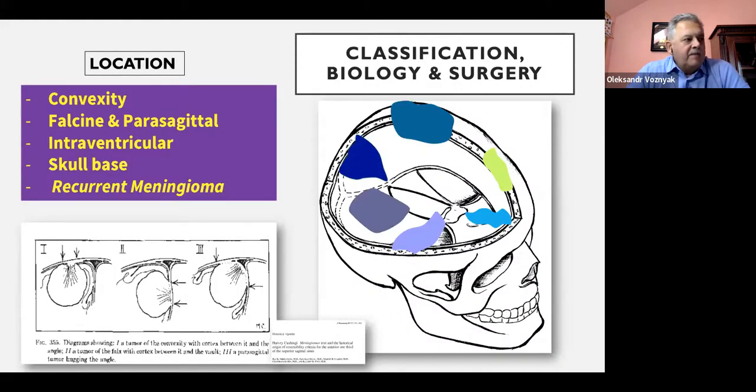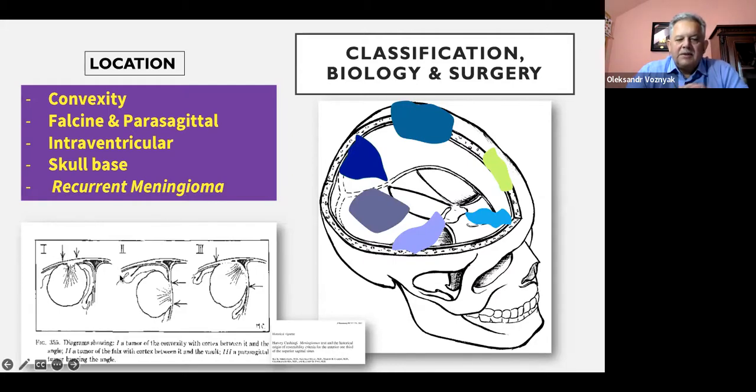Classification. The main classification is according to the tumor location. First, the convexity tumors. When we speak about convexity, we classify them according to the lobes of the brain: frontal, temporal, occipital, and so on. Then falcine and parasagittal.